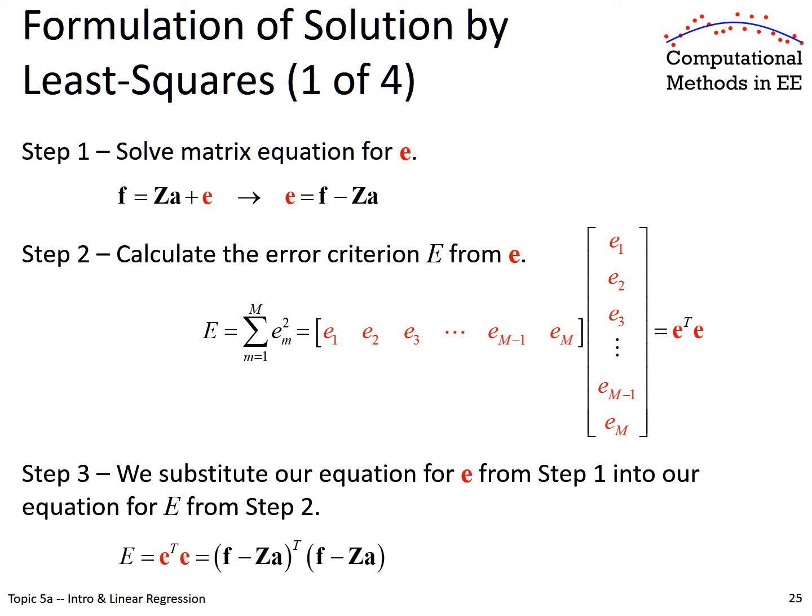We have an expression from step 1 for E. It's F minus Z times A. We then calculated our error criterion as E transpose times E. So what we can do is we can take this expression for E and plug it in here to get a new expression for our error criterion in terms of F and Z and A.